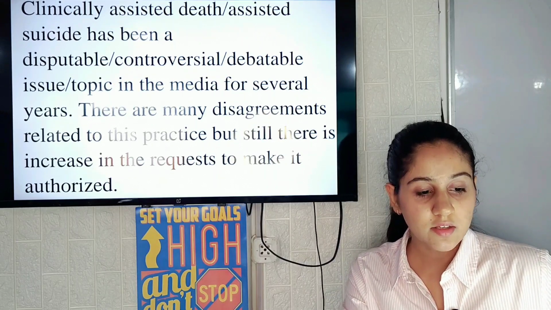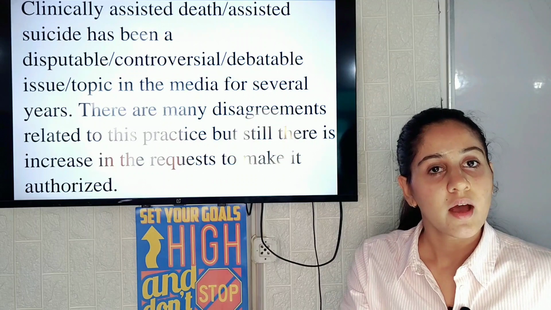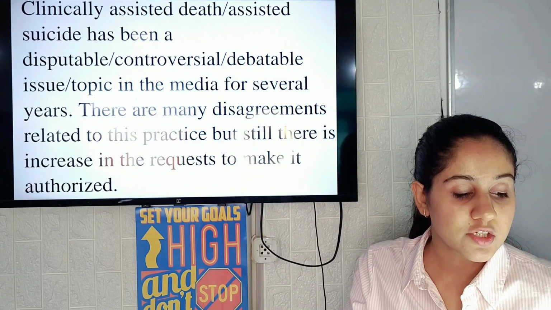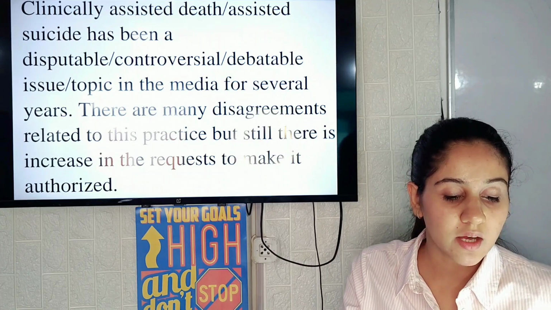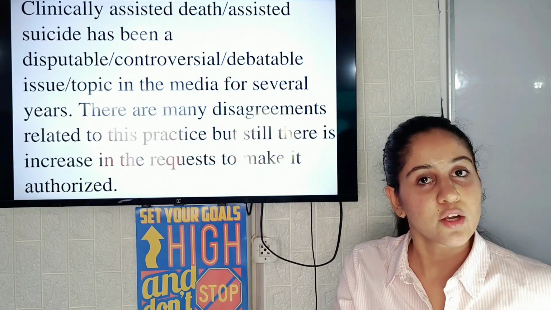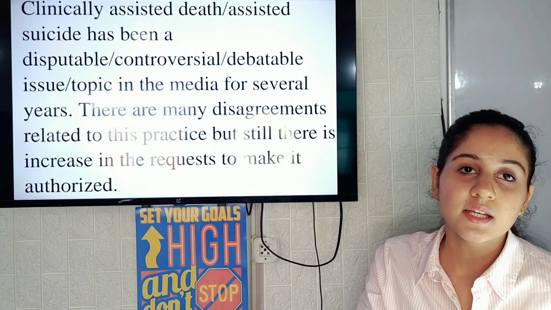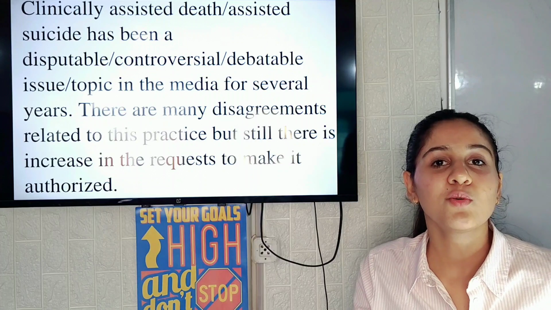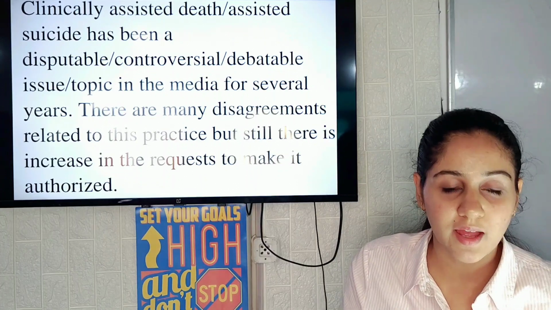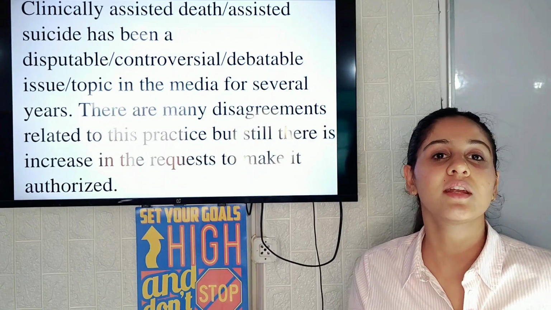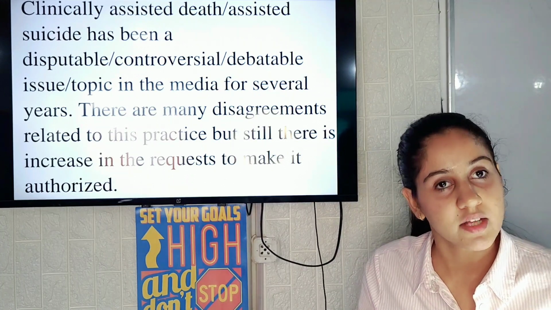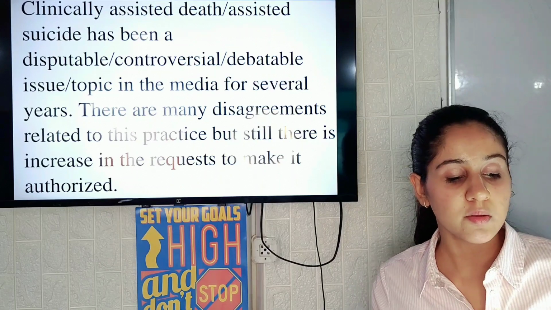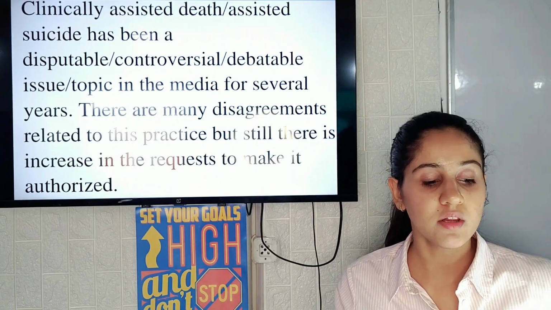Clinically assisted death or assisted suicide has been a disputable, controversial or debatable issue or topic in the media for several years. Instead of euthanasia, we wrote clinically assisted death or suicide, which has been in the news. Anything which comes in the news is definitely disputable, or it is a national issue. So it has been in the media. Instead of news, we wrote media for several years.